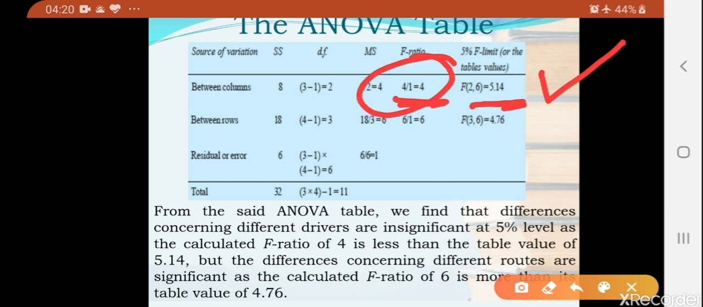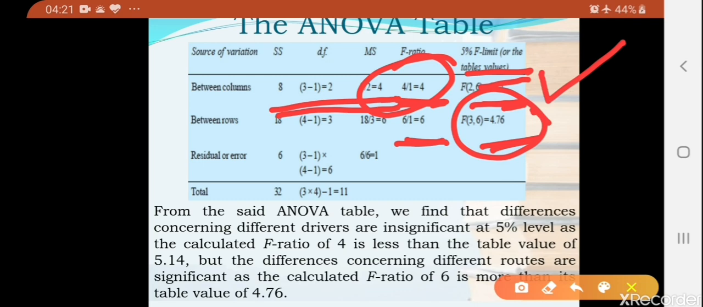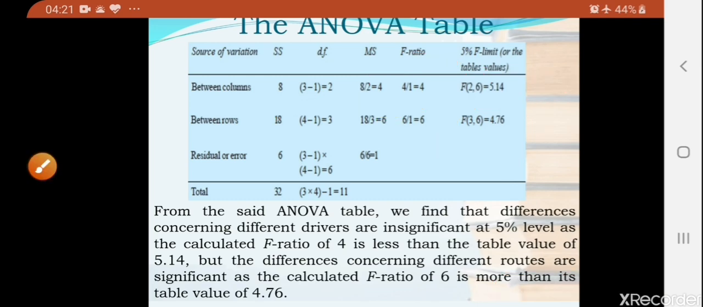lesser. Our F ratio is less than the limit value. It means this difference is insignificant. So we can say that the differences concerning the different mixes are insignificant, but here this F ratio is more than the table value. So the differences concerning different routes are significant.